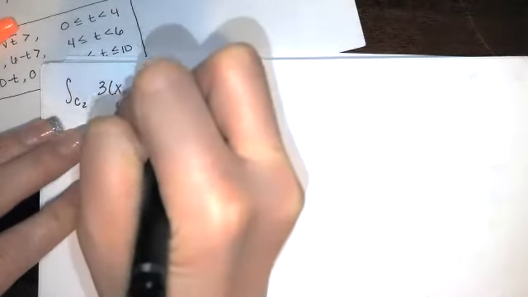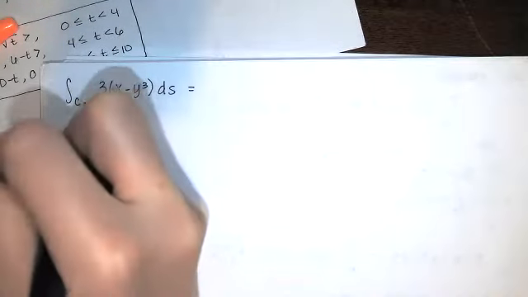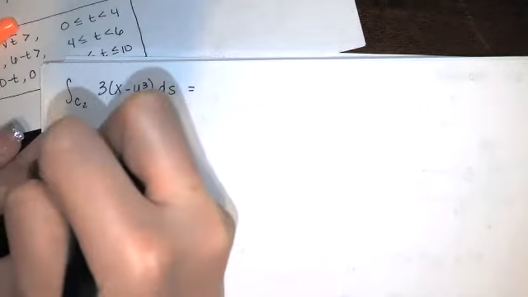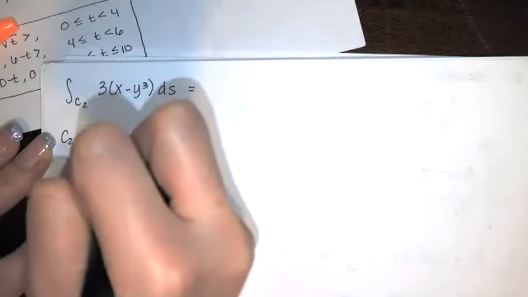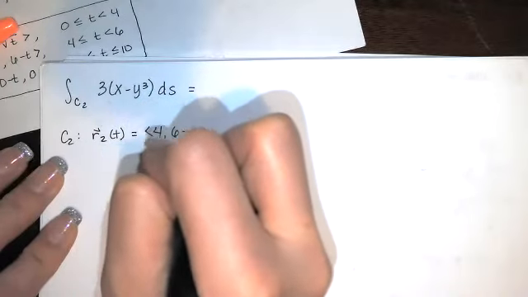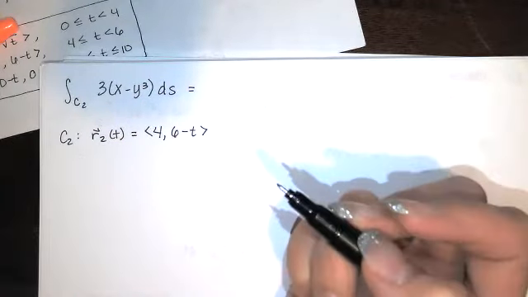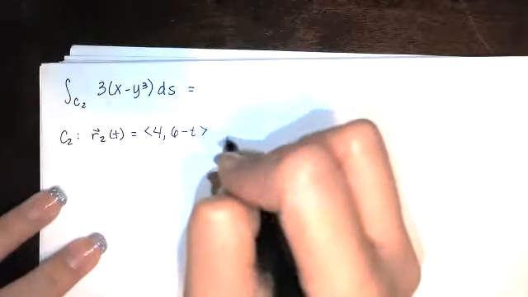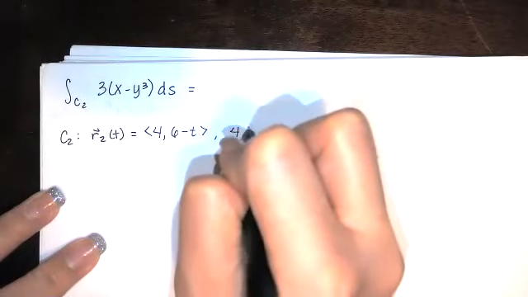So we've got the line integral over C2 of 3 times (x minus y cubed) ds. And C2 is given by this smooth parameterization, r sub 2. It has components 4 and 6 minus t, where t ranges from 4 to 6.